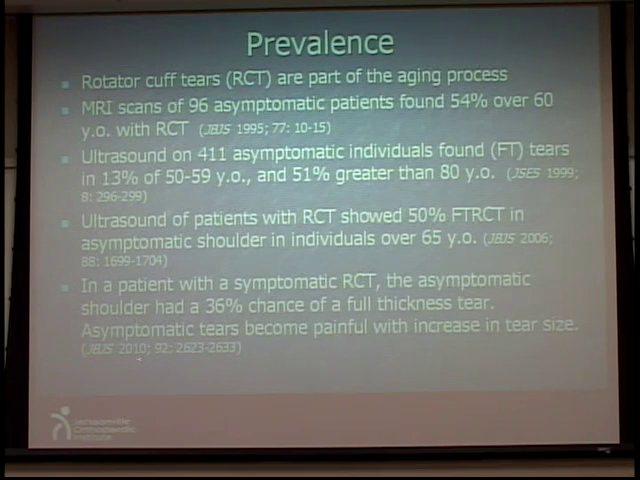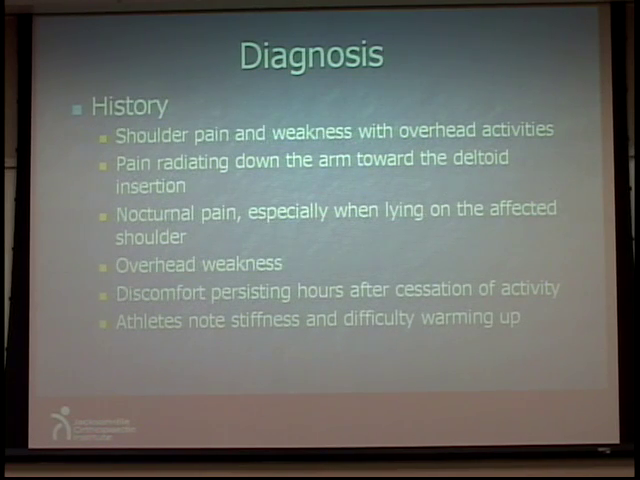Another more recent study showed that in a patient with a symptomatic rotator cuff tear, the asymptomatic shoulder had a 30% chance of a full thickness tear, and the larger it was, the more likely it was to become painful. So clearly, rotator cuff tear is a condition seen as our population ages, and hence is more likely to become a more common condition that we treat.